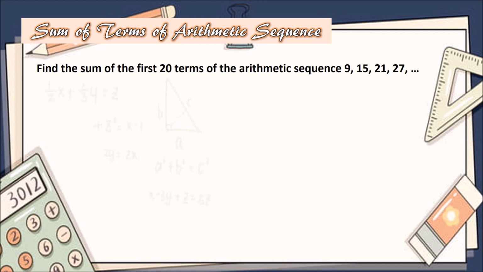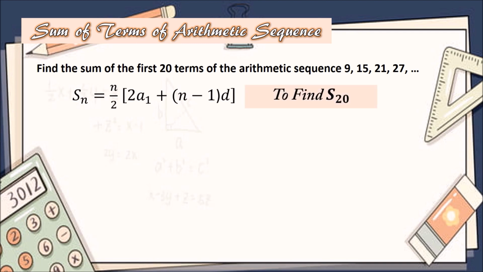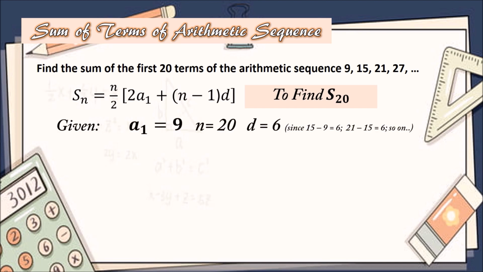Pero tandaan natin, meron pa tayong second formula or binibigyan tayo ng option kung saan tayo mas mapapadali mag-solve, which is the equation S of n is equal to n over 2, open bracket, 2 a sub 1 plus, open parenthesis, n minus 1, close parenthesis, d, close bracket. So to find the sum of the first 20 terms denoted as S of 20, given that a sub 1 is equal to 9, n is equal to 20, and d is equal to 6, we are just going to substitute the given to the formula.